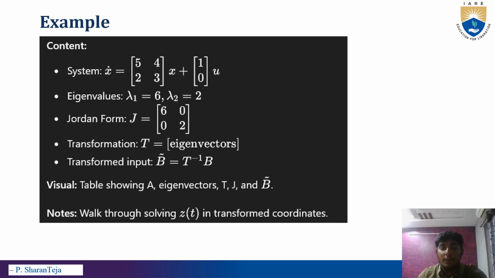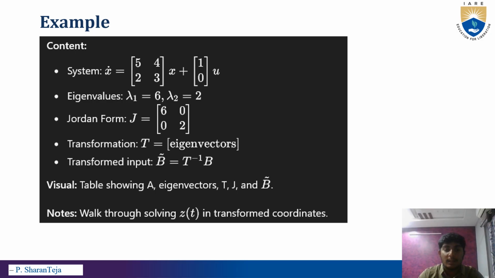For example, if A = [4 3; 2 3], x plus B = [1 0], u. The eigenvalue is λ = 5. So only one linearly independent eigenvector exists, v1 = [1 0]. A generalized eigenvector v2 is [0 1], which satisfies (A − 5I)v2 = v1. The Jordan form of A is J = [5 1; 0 5].